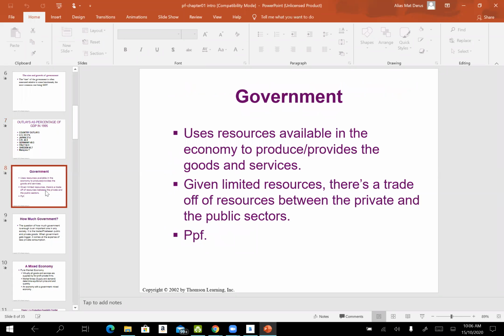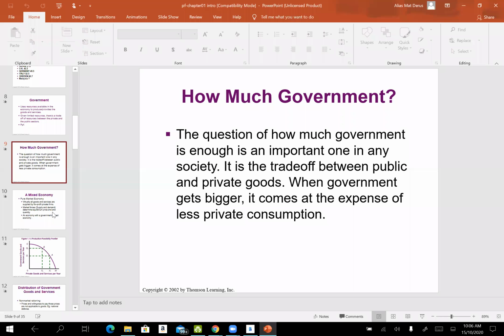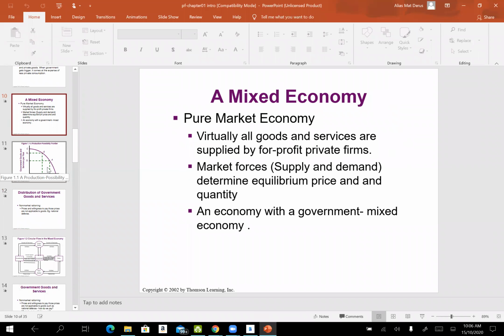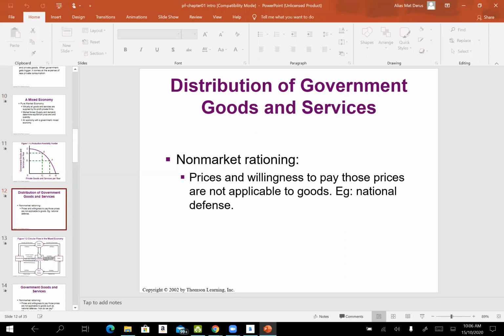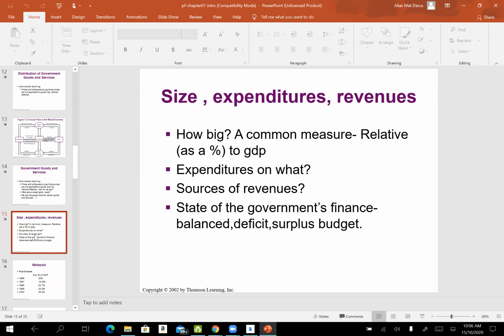Now, that one is the PPF. We already looked at it. I think this one we already did the discussion.